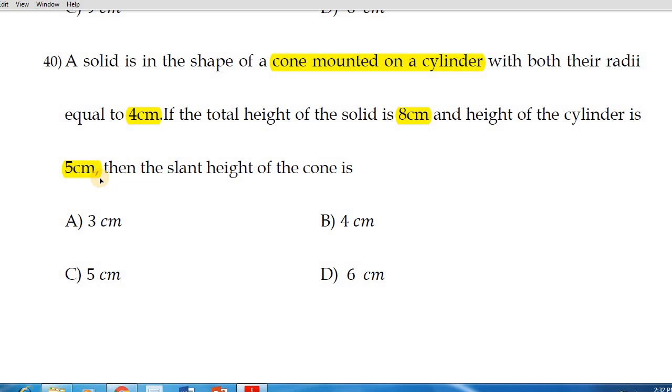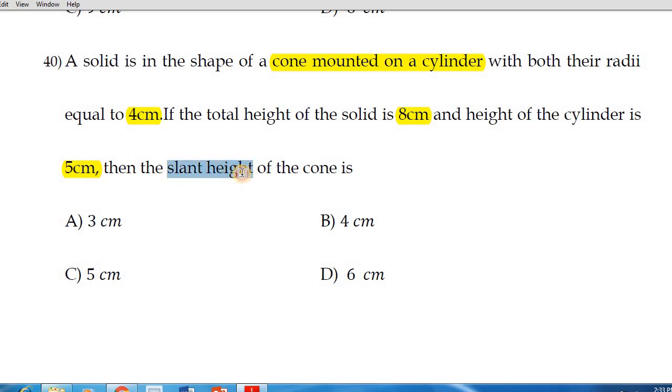Children, here you want to do some mind work. So the total height is 8 centimeter. So the height of the cylinder is 5 centimeter. Then what would be the height of the cone? So that is 3 centimeter. So in the cone, the radius is given as 4 centimeter, and the height we have got is 3 centimeter.